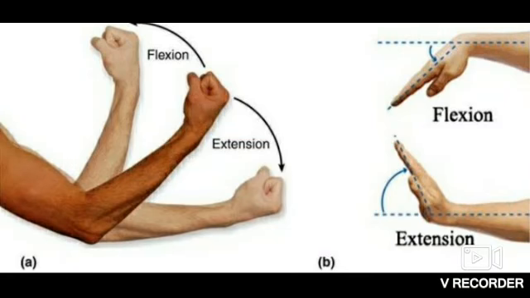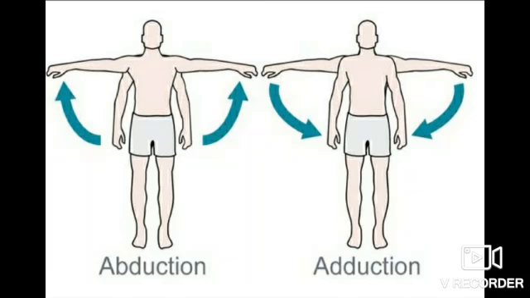And now we will try to understand what is adduction and abduction. So first, adduction. The movement in the opposite direction and toward the center of the body is known as adduction. Its examples: supine dumbbell flies, hip adduction machine.